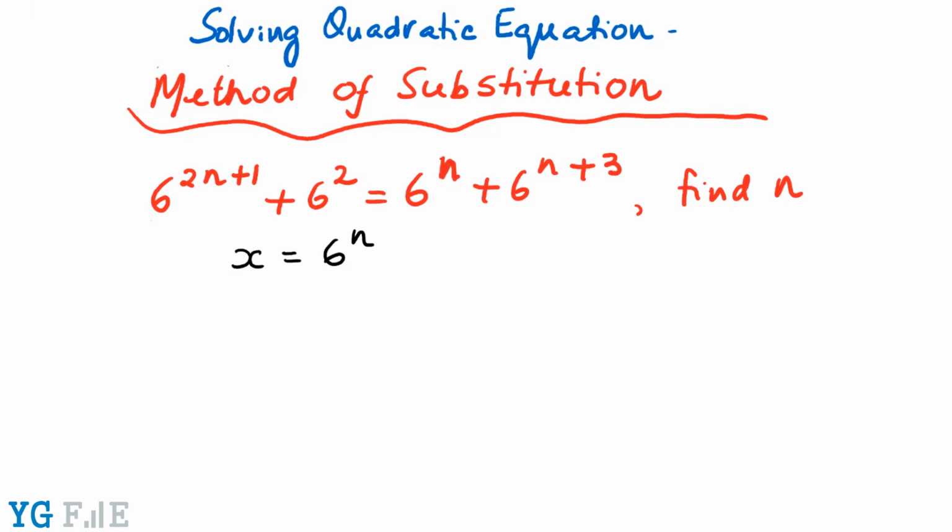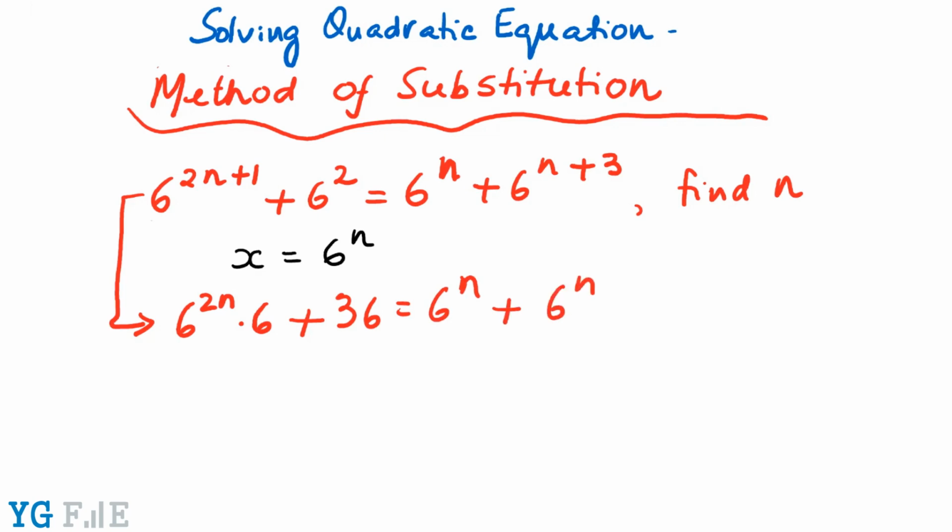So when I write this equation again using our properties of exponents, I can write 6 to the power of 2n plus 1 as 6 to the power of 2n times 6, because you can add the exponents when two numbers multiply with the same base. And then we will write 6 square as 36. We will leave 6 to the power n as it is because it is already in the simplest form, and then we will write this as 6 to the power of n times 6 to the power of 3.